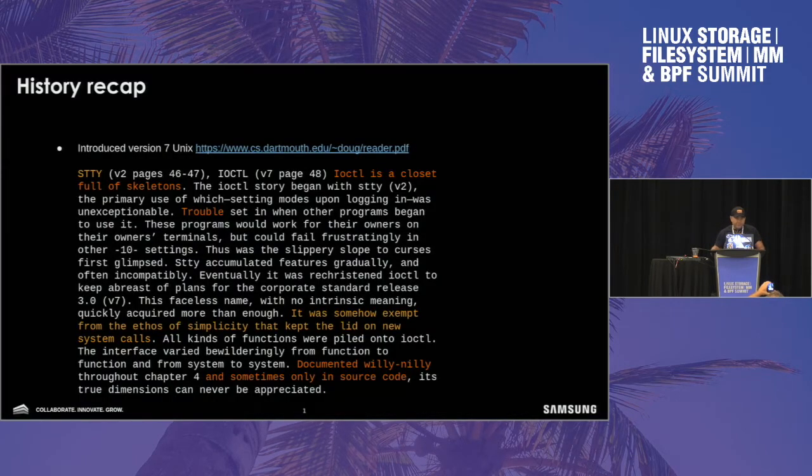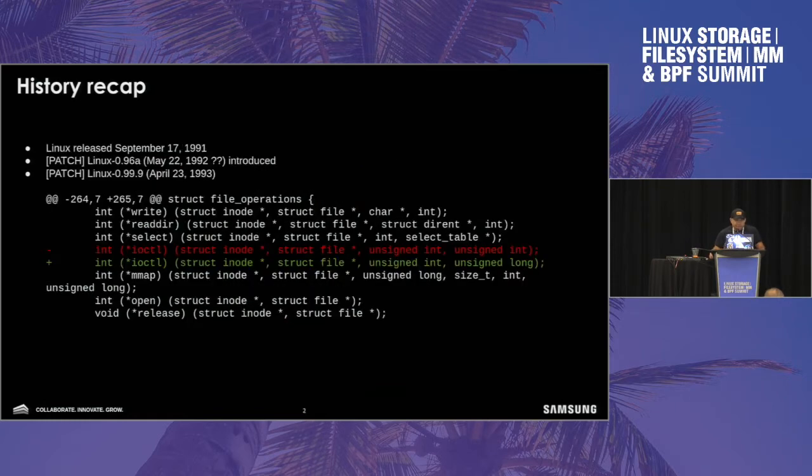All right. So some history first on the introduction of IO control into the Unix world. It wasn't really designed originally for what we think it was. It's essentially a hack. The history talks about it as a closet full of skeletons, and it was somehow exempt from the ethos of simplicity that kept the lid on new system calls. Because everyone's like, hey, what's the problem with IO controls? Just keep in mind that it was a hack. And this is from the history books as well: documented willy-nilly, and sometimes only in source. Just keep that in mind.